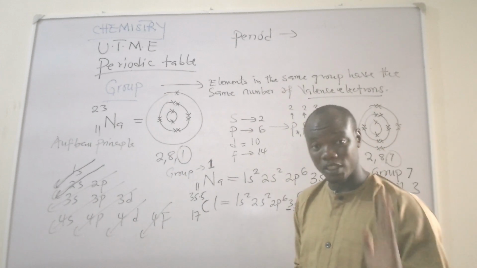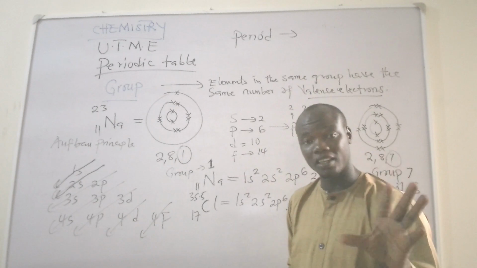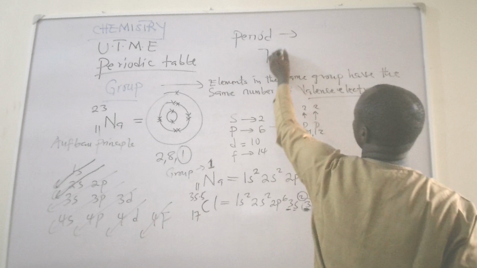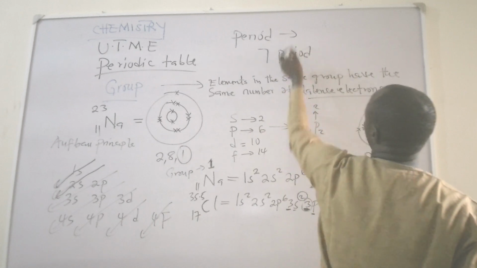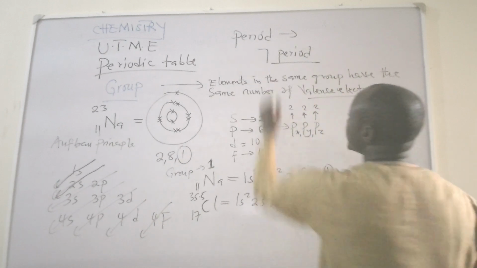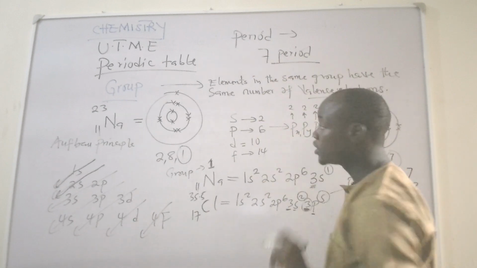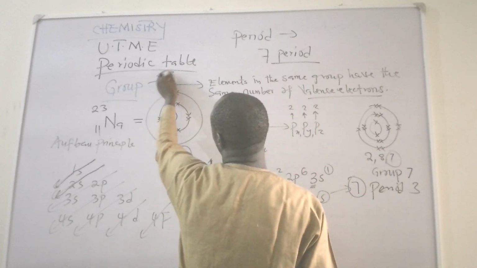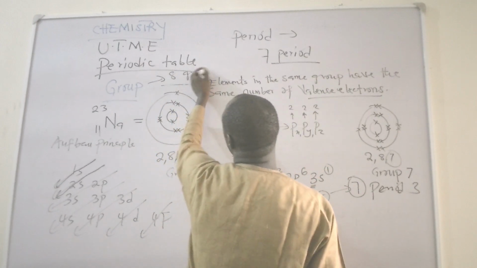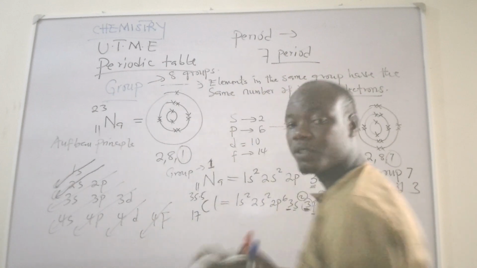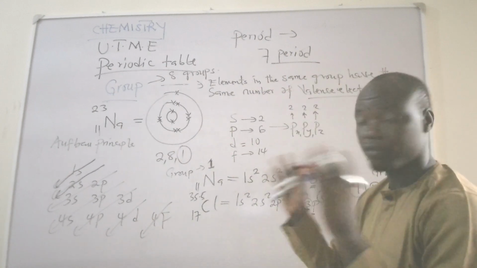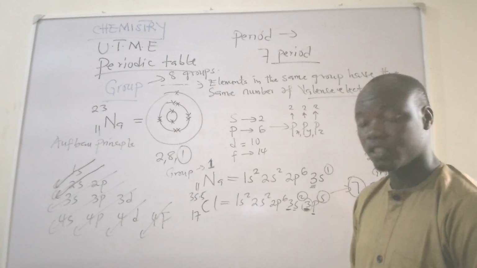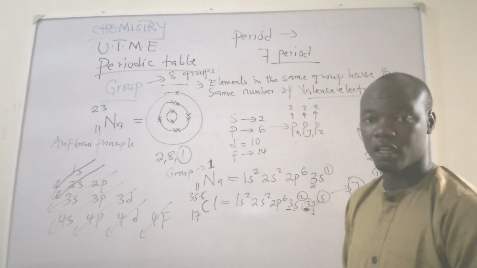In the standard periodic table, we have seven periods. And of course, we have eight groups in the periodic table. So we have seven periods and eight groups. Now let's look at these groups of the elements one after the other.